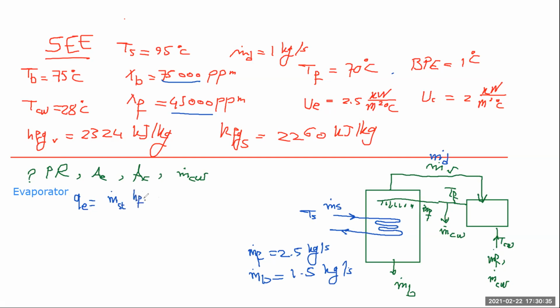So the kind of energy transferred here is hfg of steam. So m dot steam times hfg steam is the quantity of heat released by the steam to condense from saturated vapor to saturated liquid. This energy will be utilized to heat the feed from TF to TB, and evaporate some vapor.